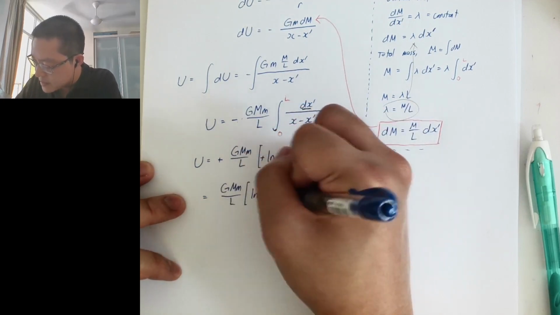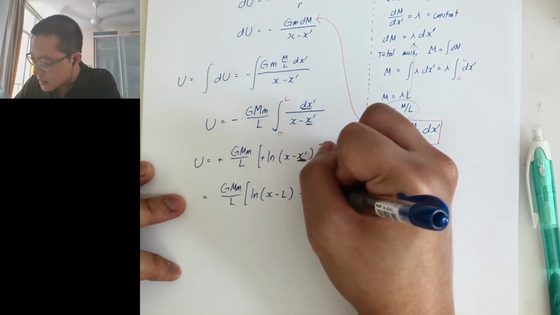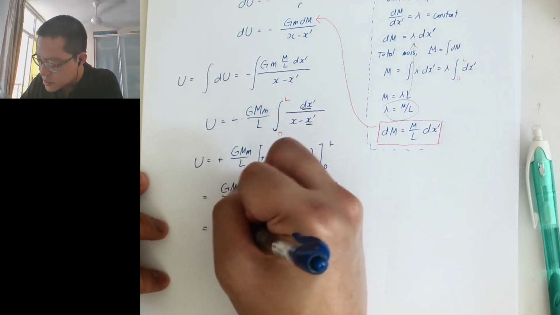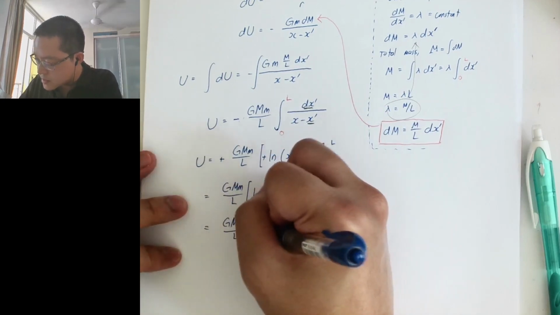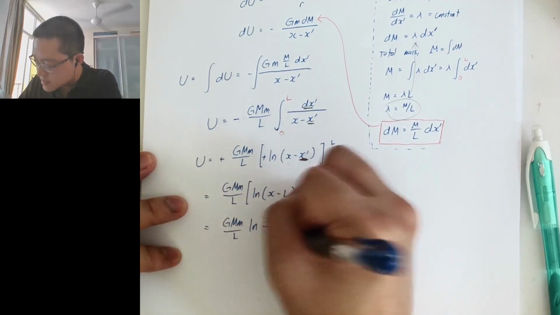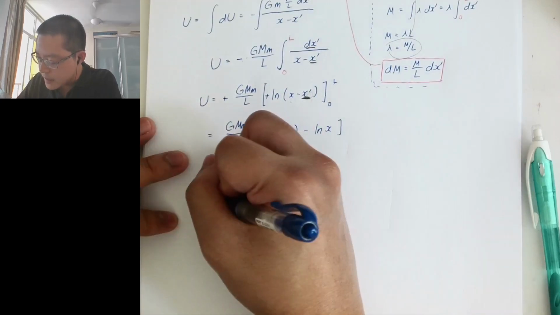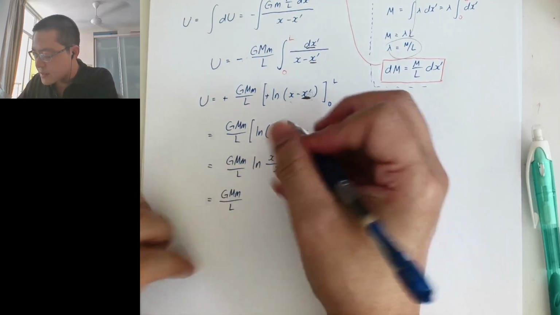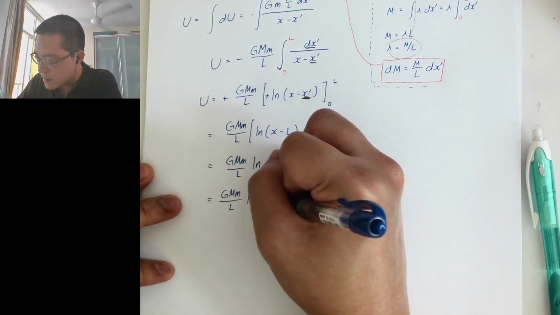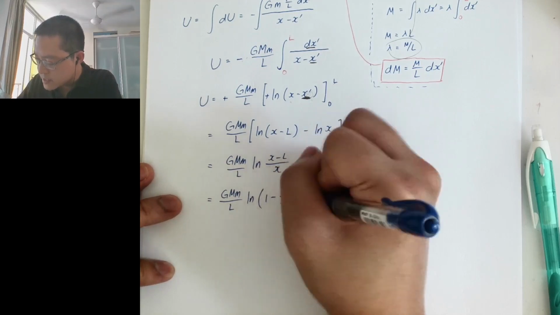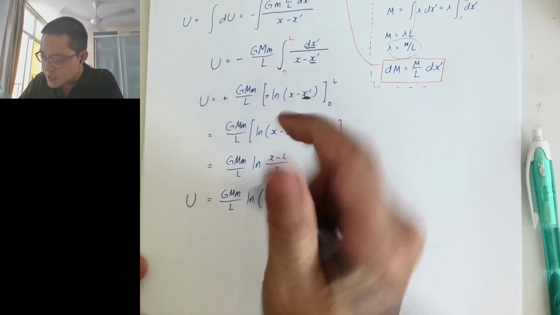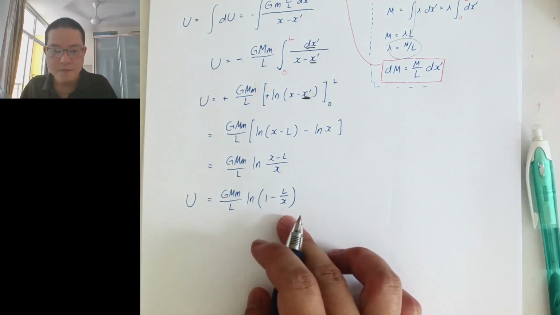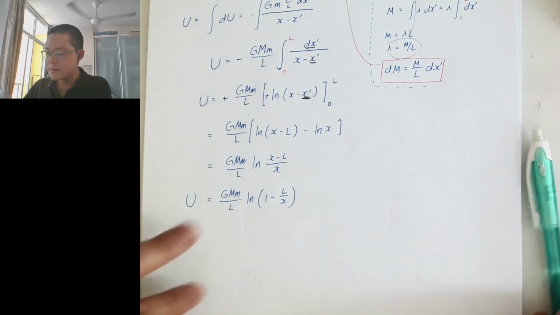The upper limit is x minus big L, and then the lower limit is just 0, so I got ln x. Then I can simplify again, GMm over L, this is ln x minus L over x. Simplify one more step, I got GMm over L, and then the logarithm of 1 minus L over x. So this is my potential energy due to the rod and the point mass.